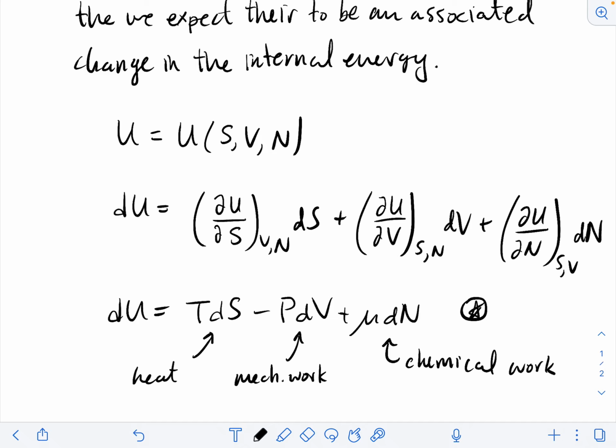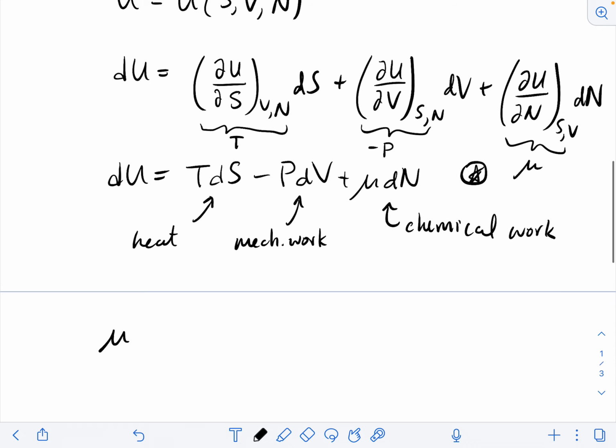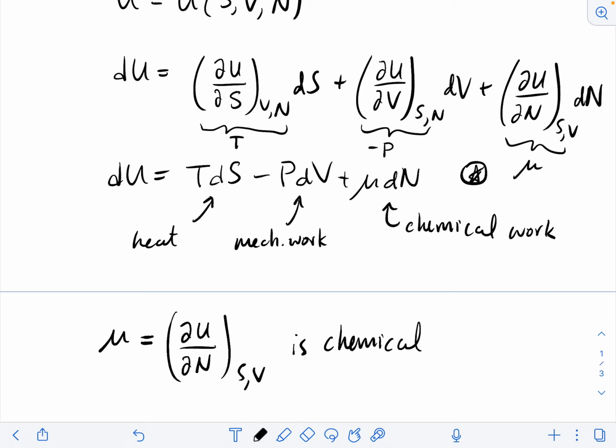And so what we can do is compare these two expressions for dU, and we can identify this partial derivative, the coefficient of the dS, as temperature, this coefficient of the dV as minus the pressure, and this coefficient of dN as mu, which is the chemical potential. Okay, so mu is equal to dU/dN at constant S and V is the chemical potential.